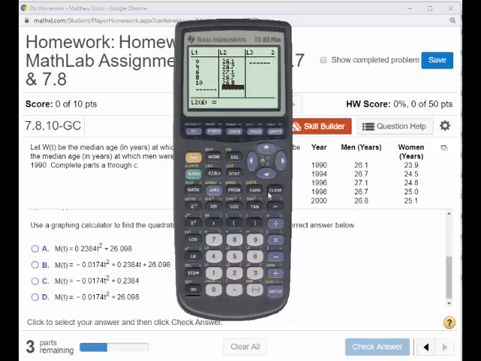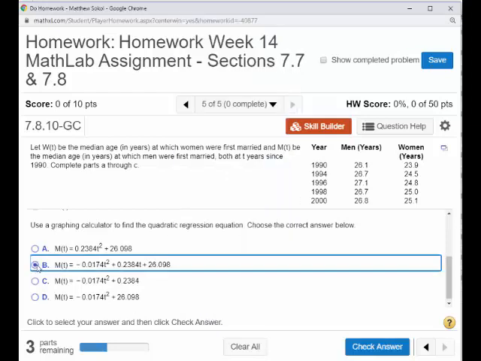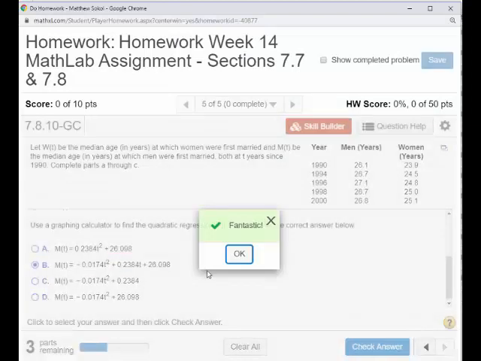The next thing it asks is to find a quadratic regression equation here. So just make sure you have the values plugged in correctly. You're going to hit stat, under calc you want number 5, and then look to see where things match. Negative 0.0174, okay, that's all these. 0.2384, I see that right there. And then 26.098, see that right there. And I'm going to check my answer.